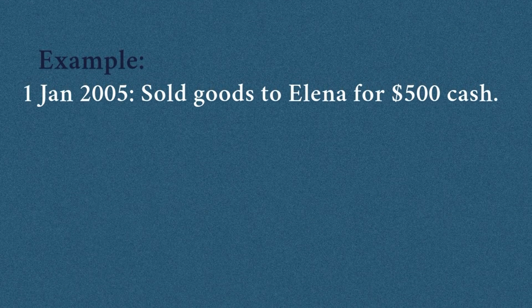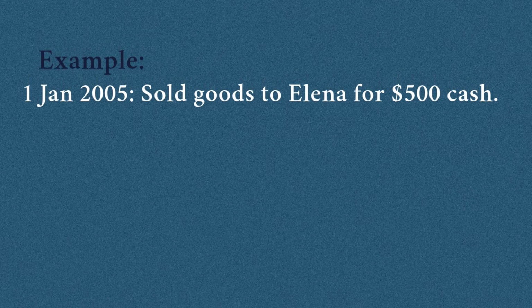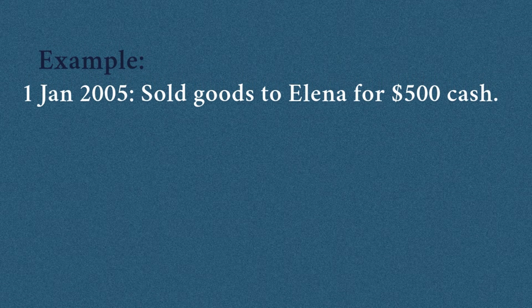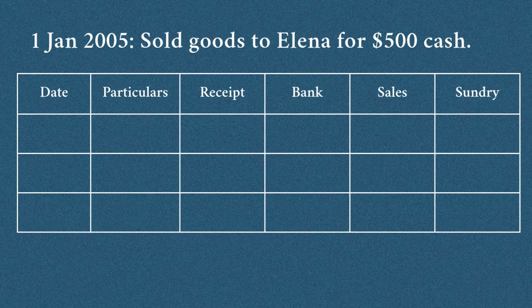So let's take a look at this transaction or event. The transaction reads, on the 1st of January 2005, the business sold goods to Elena for $500 cash. This means that the business made a cash sale of $500 and therefore cash is received. This cash is then recorded in the cash receipts journal. The table under the transaction here is how a cash receipts journal looks like.